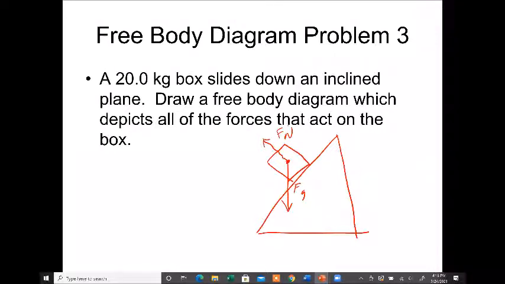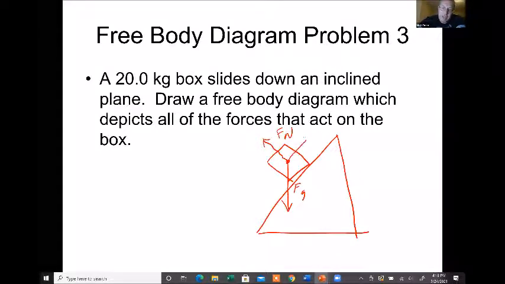To the right. Kind of up and to the right, right? Because we know the box is sliding down, and we know that friction always acts opposite of motion. So that's what we're looking at right there.